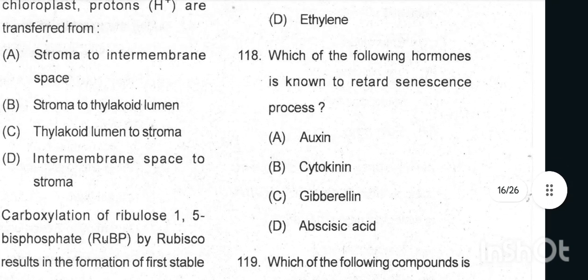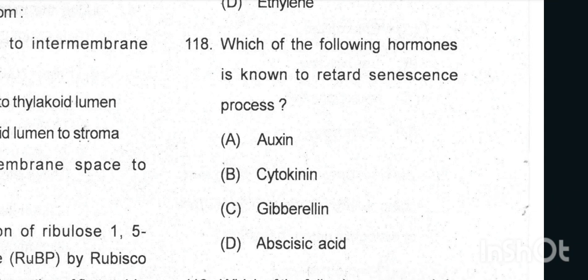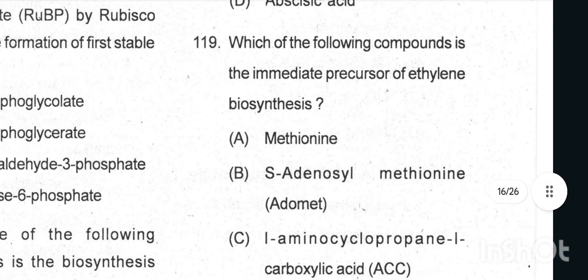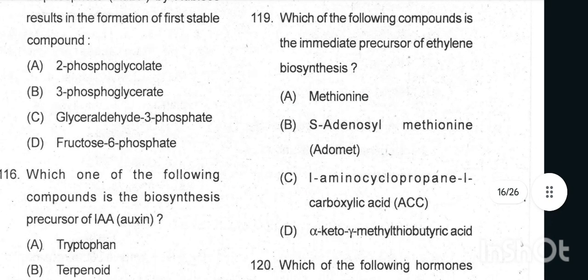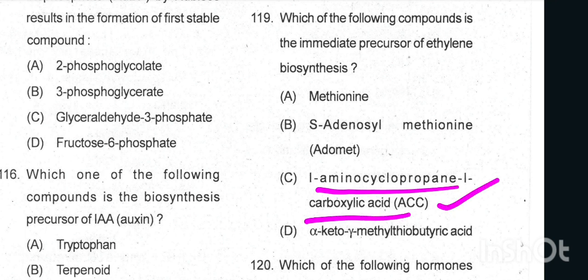Then question number 118, which of the following hormones is known to retard senescence? Here the answer is option B, which is cytokinin. Then question number 119, which of the following compounds is the immediate precursor of ethylene biosynthesis? It is 1-aminocyclopropane-1-carboxylic acid, ACC.